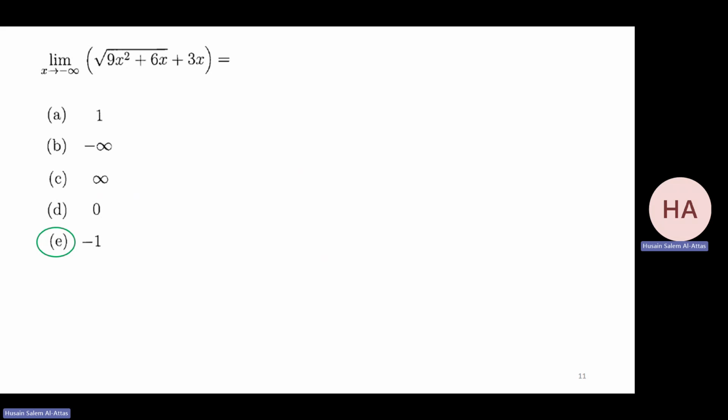This one, you need to do some calculation. If you substitute, what will you get? This is infinity, but this is minus infinity. So you're getting infinity minus infinity. Be careful with infinity minus infinity. Infinity minus infinity means undetermined.